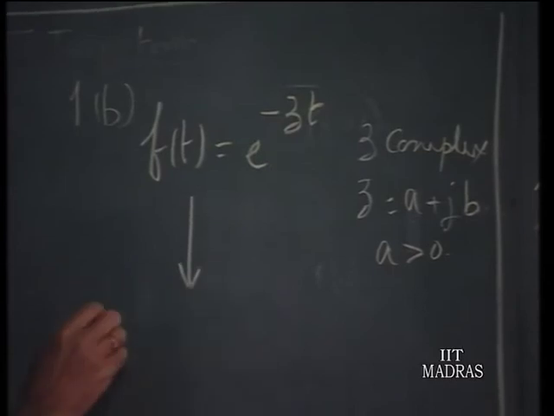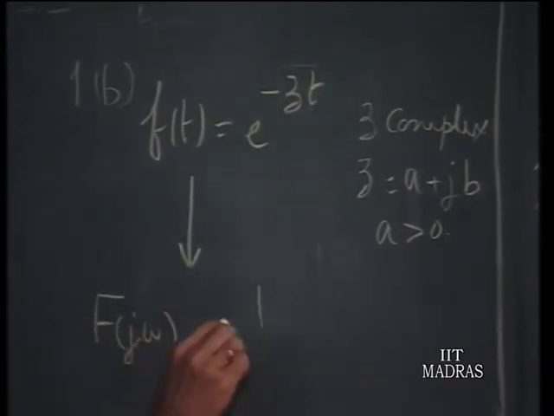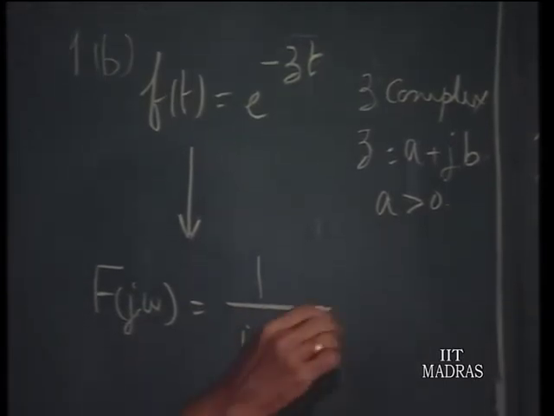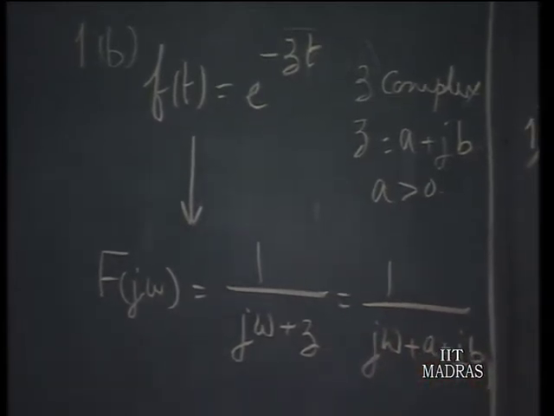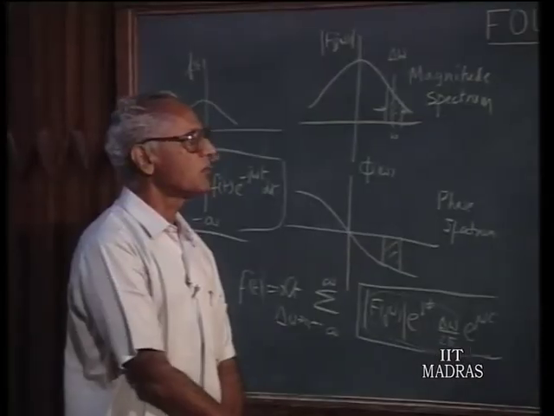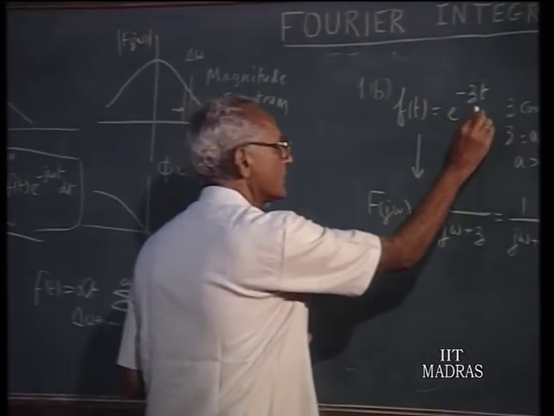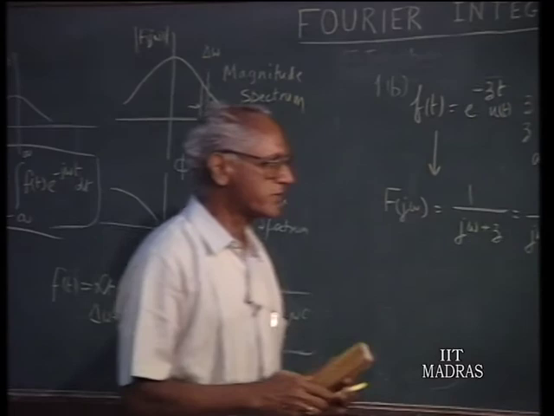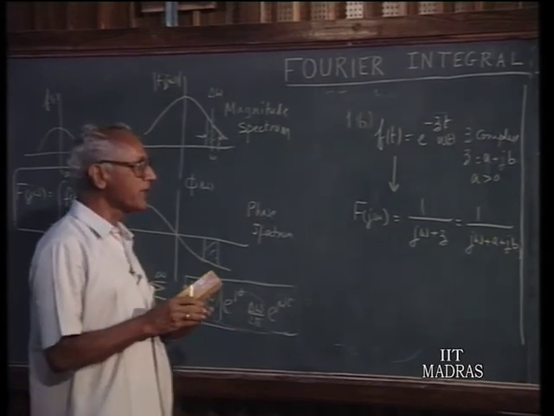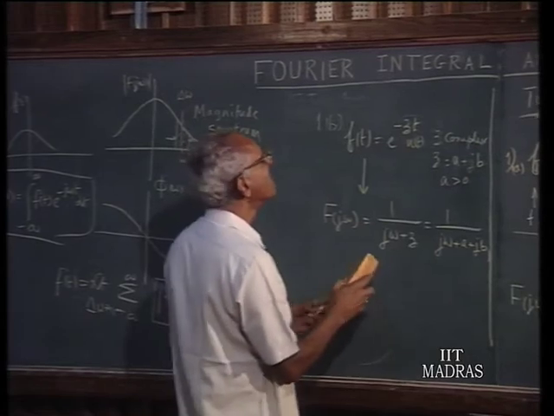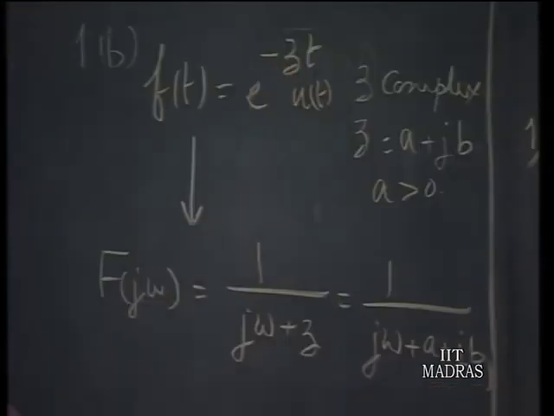Then the Fourier transform for that can be shown to be 1 over j omega plus z, which is 1 over j omega plus a plus j b. So, this formula that e to the power of minus a t u t has this Fourier transform 1 over j omega plus a, will be valid even if instead of a you have a complex number. The only requirement is that the real part of minus z must be negative, or the real part of z must be greater than 0.